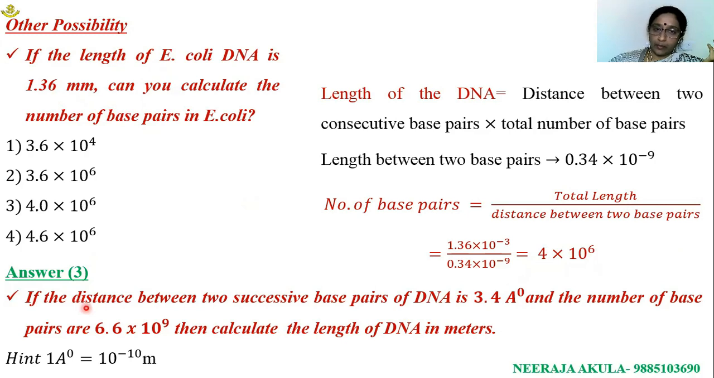And then there is also another possibility. If the distance between two successive base pairs of DNA is 3.4 angstroms and the number of base pairs is 6.6 into 10 to the power of 9, then calculate the length of DNA in meters. So I am giving you a hint. Here 1 angstrom is equal to 10 to the power of minus 10 meters.